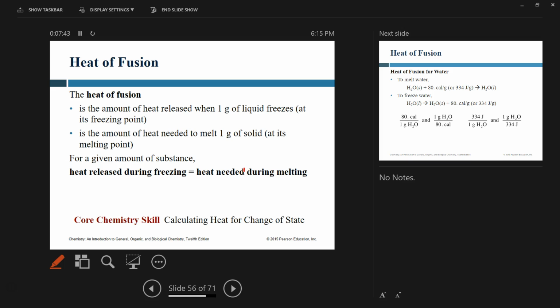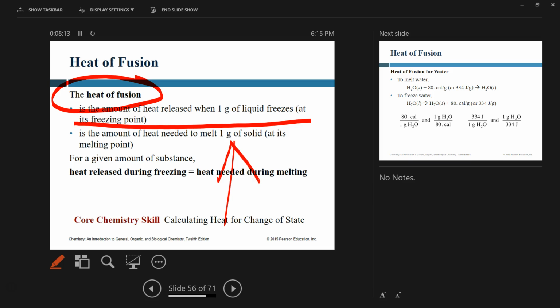And perhaps more important is to understand that the heat of fusion is the same whether we're talking about melting or freezing of a substance. Now let's define the heat of fusion. It's the amount of heat that is released when 1 gram of substance freezes, or the amount of heat that is required to melt 1 gram of solid substance.